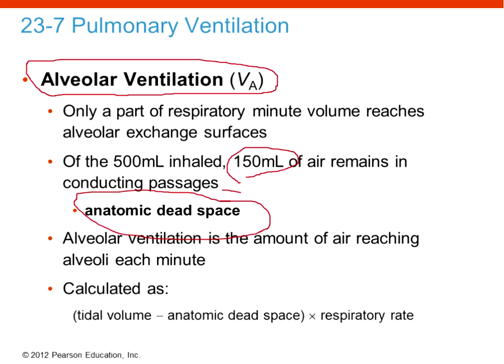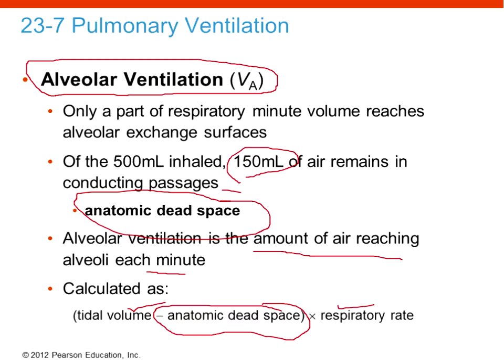We had end systolic volume and diastolic volume, right? You're not going to get every single last drop of blood out of the heart. There's going to be some left over. And that's kind of what happens with alveolar ventilation, or V sub A. Alveolar ventilation is the amount of air that actually reaches the alveoli each minute. And so you do the same thing, except you need to subtract out that anatomic dead space.